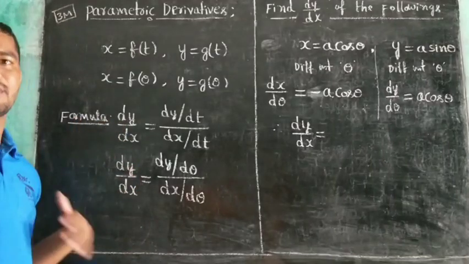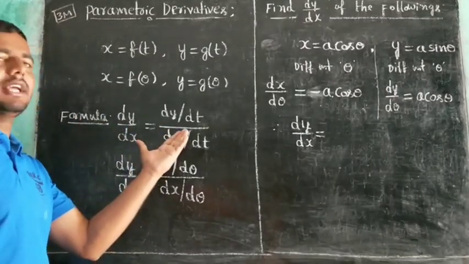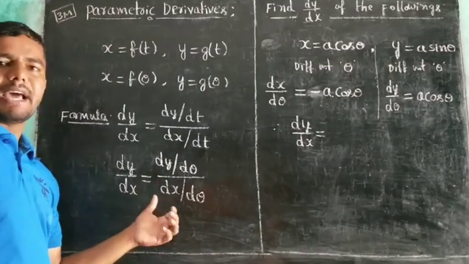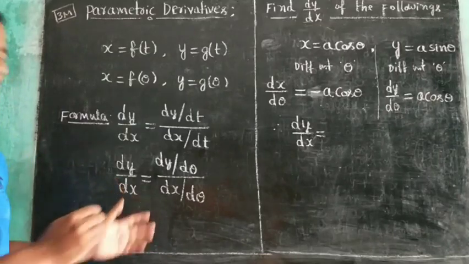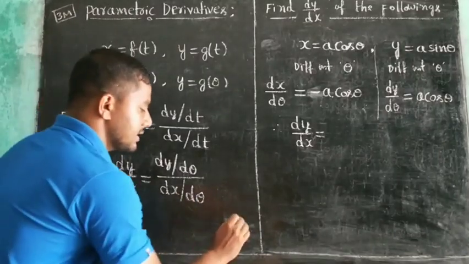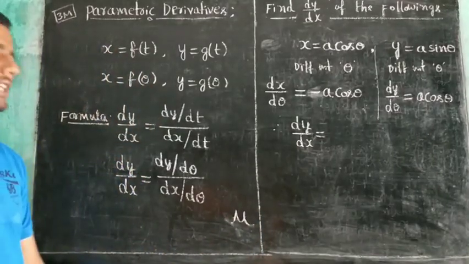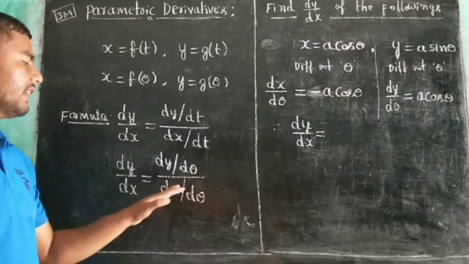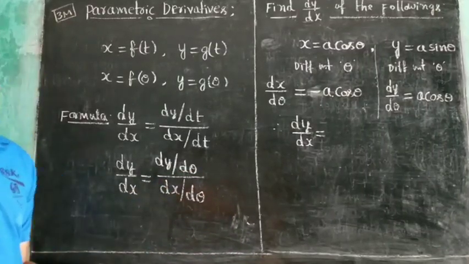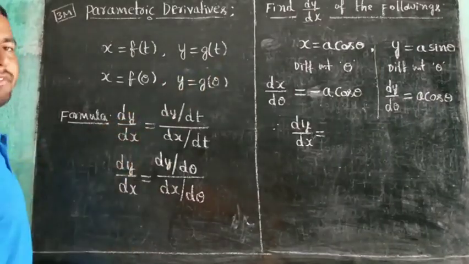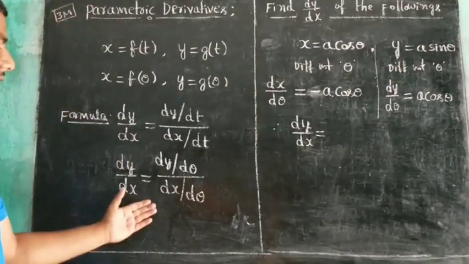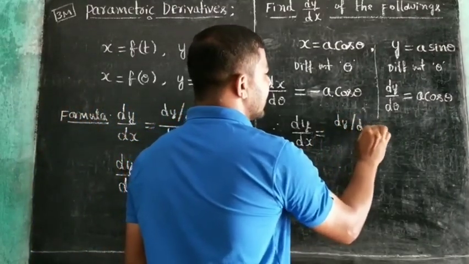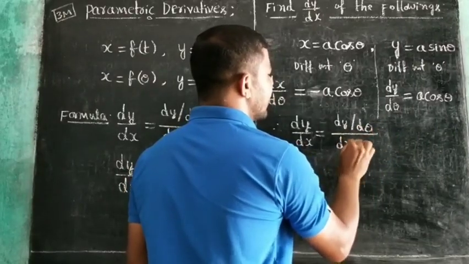Here we have a number of formulas. If the parameter is t, then write the formula like that. If the parameter is theta, then write like that. If the parameter is something like mu, then write like that: dy divided by d mu, divided by dx divided by d mu. We have the parameter theta, so write the second formula. dy by dx is equal to dy divided by d theta, whole divided by dx divided by d theta.